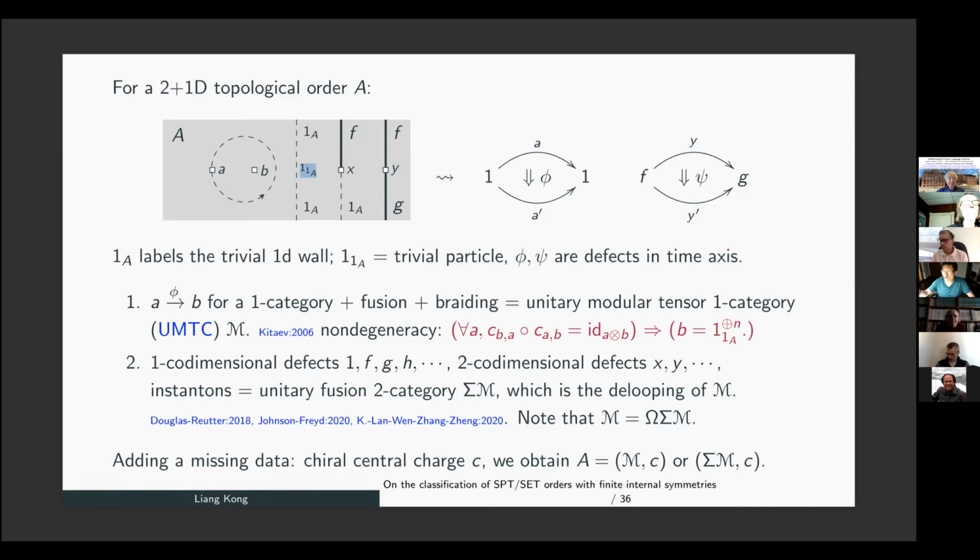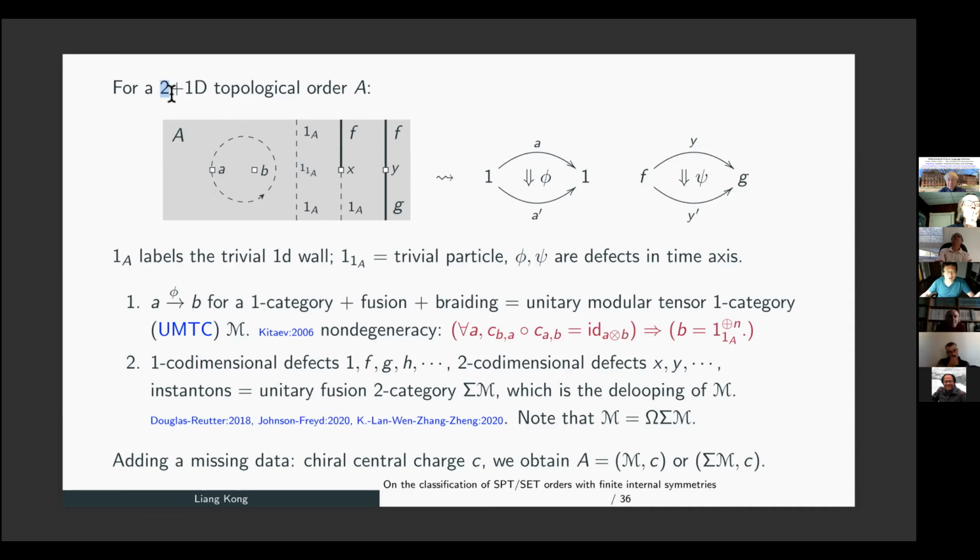I have 1 hour, right? So I probably need to speed up a little bit. Let me say it again. In this 2+1D case, what I draw is a spatial dimension. This 2 is a spatial dimension here. So a particle is a codimension 2 defect. A codimension 1 defect is a domain wall.